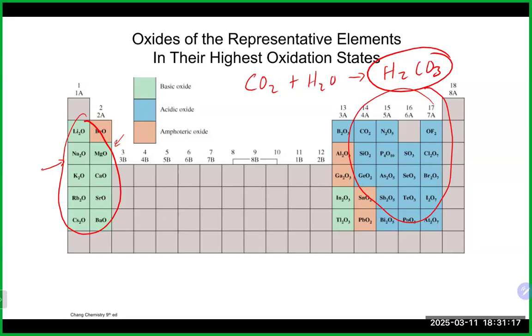We have some orange ones here. Orange are amphoteric. And amphoteric, a reminder again, is a substance that can act as an acid or a base. So those can go either way in that situation. Any questions on that there?